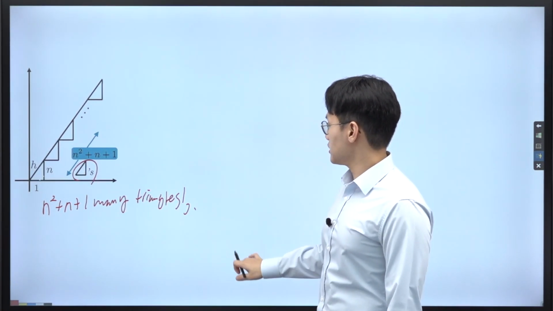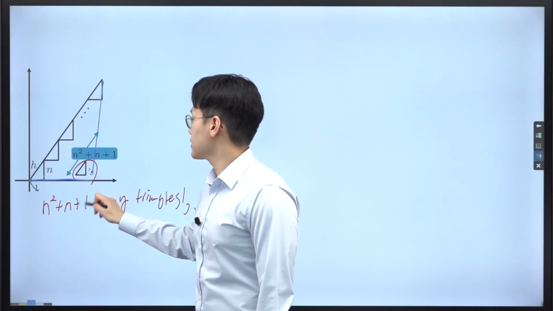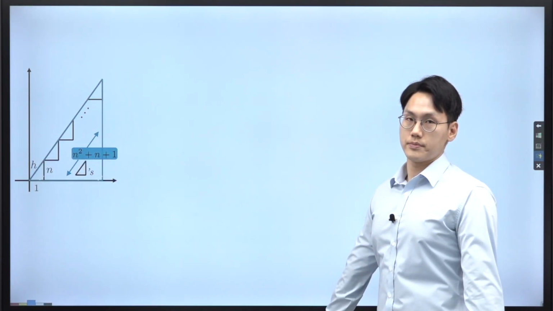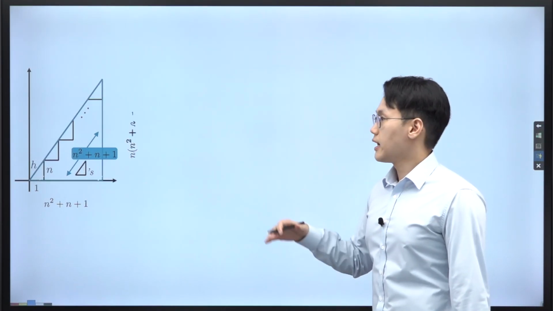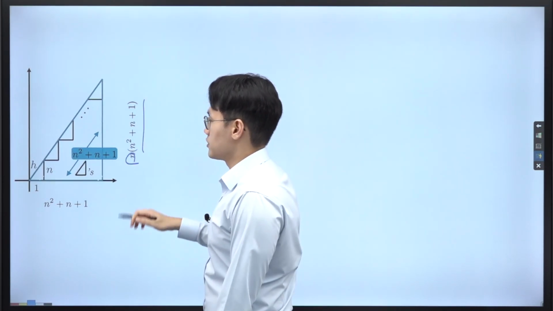Then you can actually see the base of this large one, right? Because it had unit length 1, and I have how many? The n squared plus n plus 1 many. So 1 times n squared plus n plus 1 would be the base, and then here the opposite was n. So n times that many will give you the opposite.